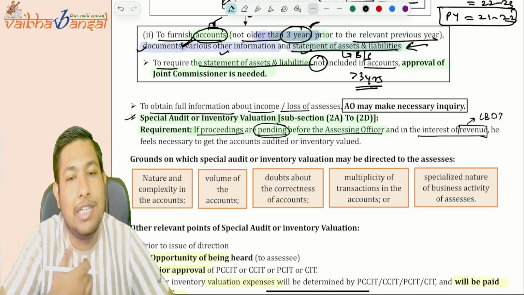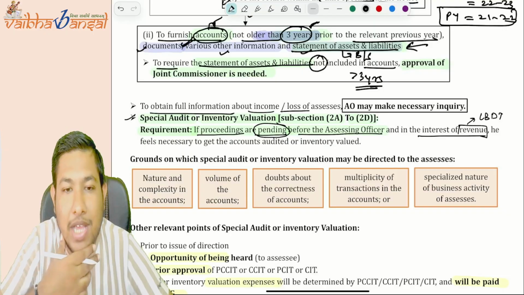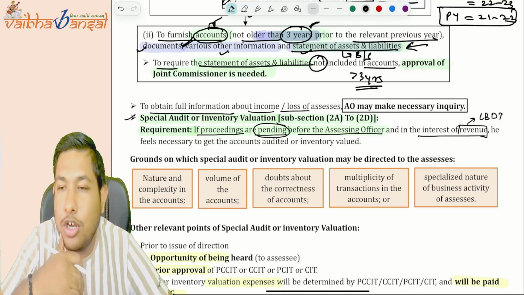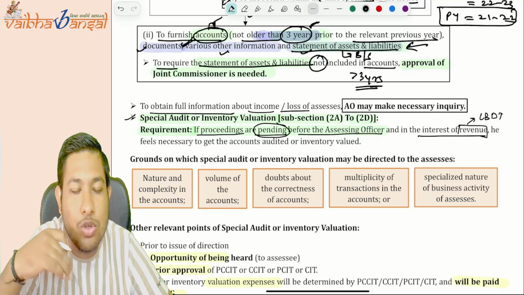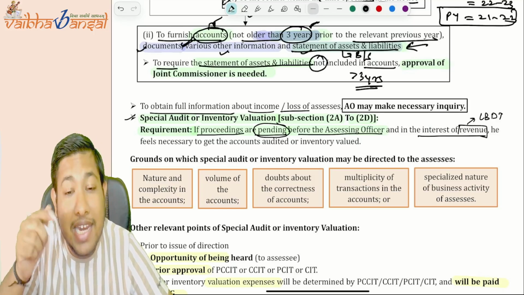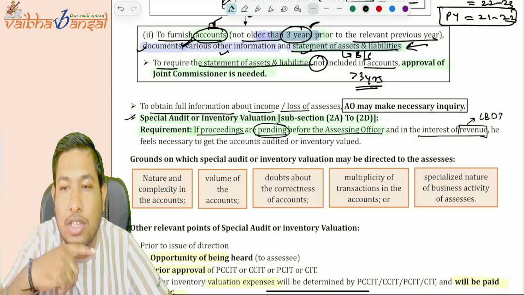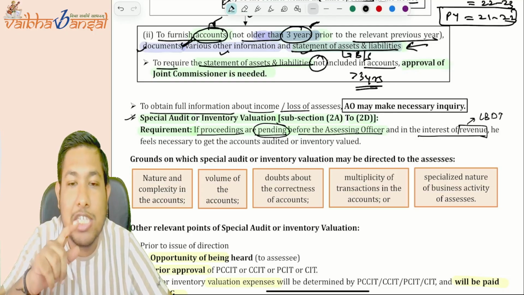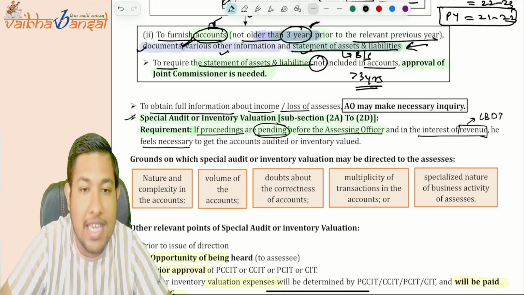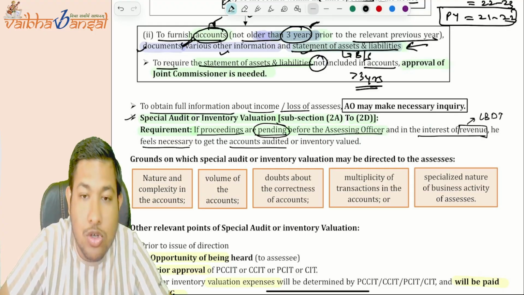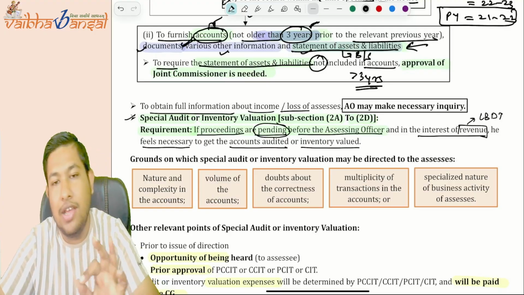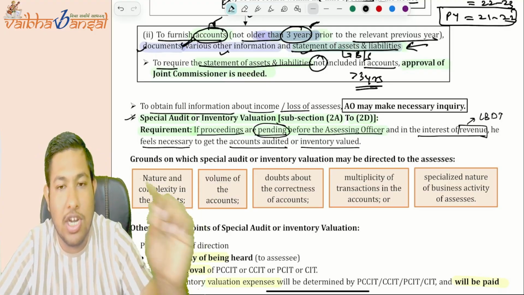If it is in the interest of the revenue, then the tax collection can be higher if I do this special audit of the inventory valuation, because the assessee has shown the lower valuation. In that particular case, if he feels necessary, he can ask to get the accounts audited and the inventory valued.